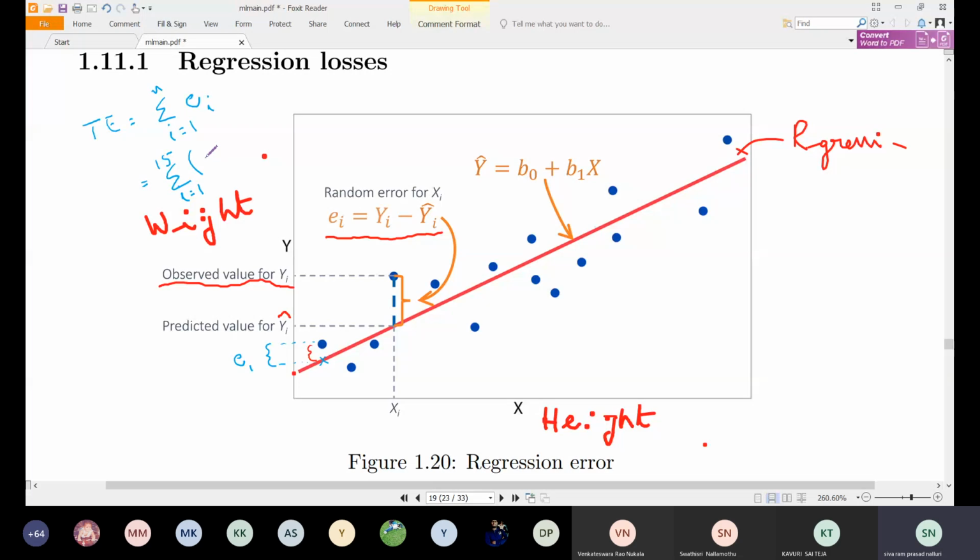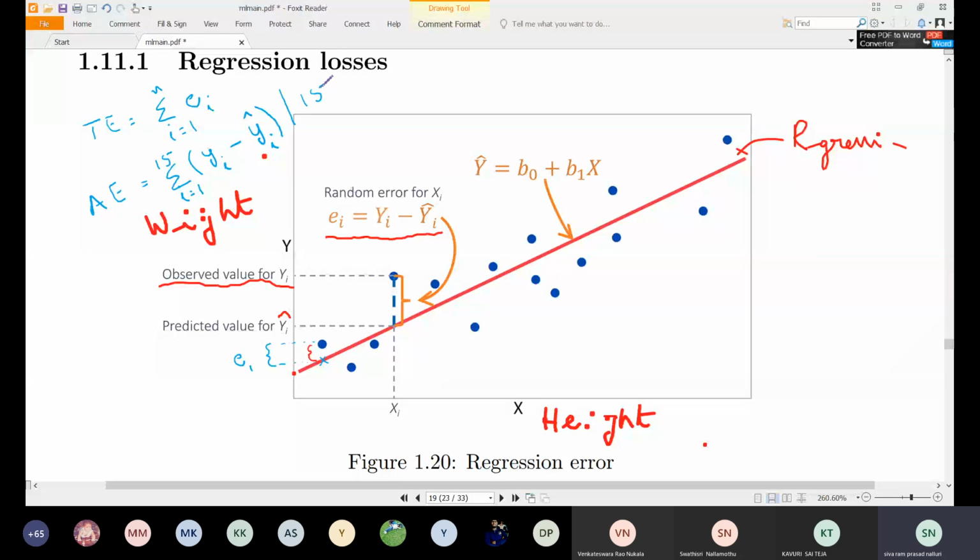And how do you define error? Actual value yi minus the predicted value for the ith example. The predicted value is shown mathematically as yi cap. So for all the 15 examples, we calculate the error and add all those values, and we get the total error. Of course, if you divide all the error by the total number of examples, 15, we get the average error.